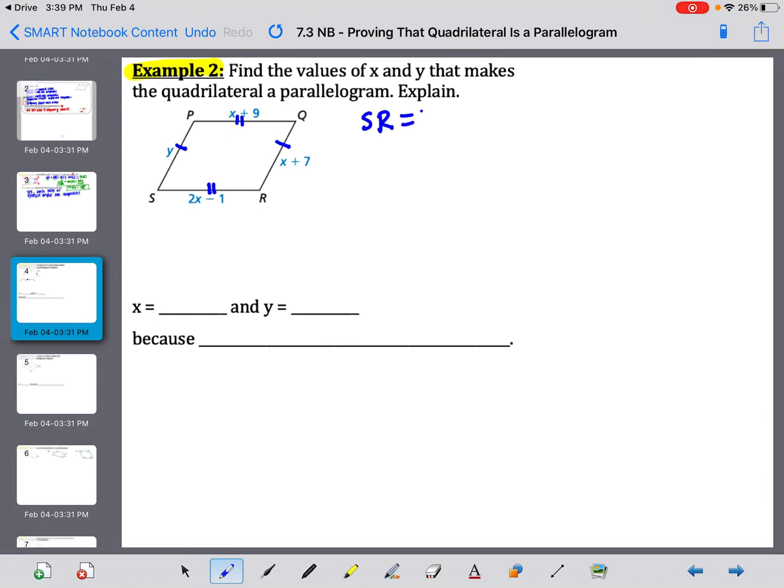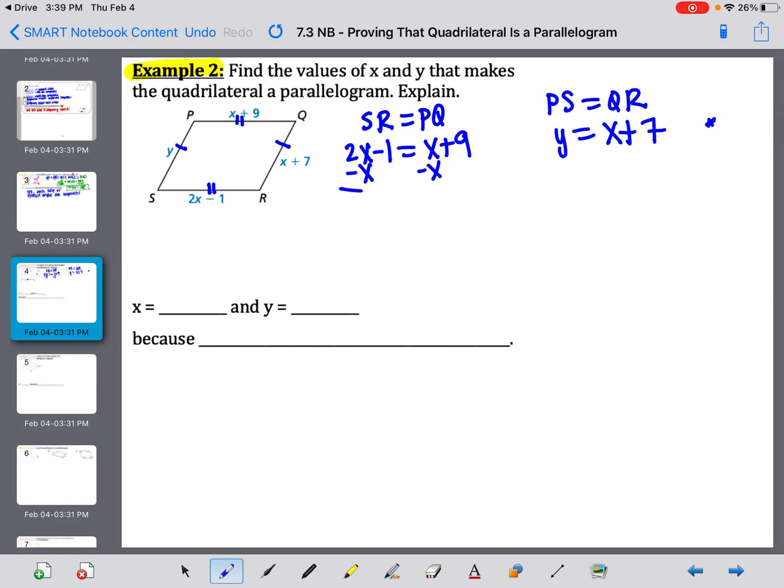So SR is opposite from PQ, so those two sides are congruent, and PS is opposite from QR, so those two sides are congruent. So I'm going to have two equations. I'm going to have 2x minus 1 equals x plus 9, and I'm also going to have y equals x plus 7. Well, I want to solve the equation with just one variable and then use that variable to plug into my second equation.